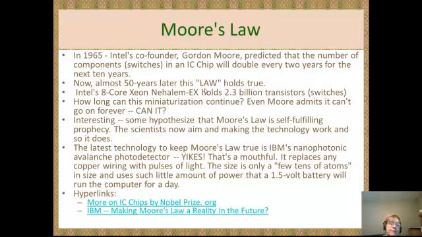Some people say Moore's law is self-fulfilling, that computer scientists and electrical engineers know Moore's law, so their goal is to find a way to make it come true. That may be true. So the latest technology to keep Moore's law true is IBM's nanophotonic avalanche photodetector. Wow. So it keeps on going. I'm going to continue on.